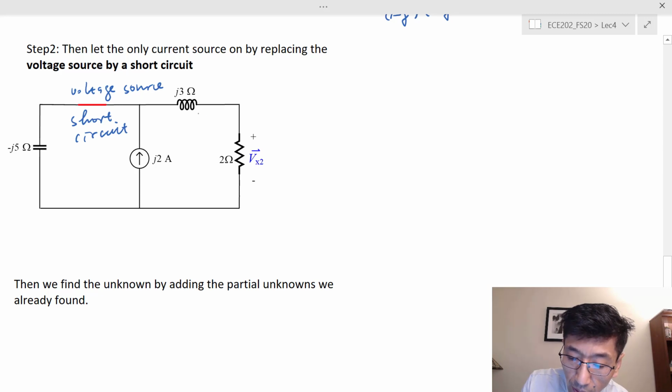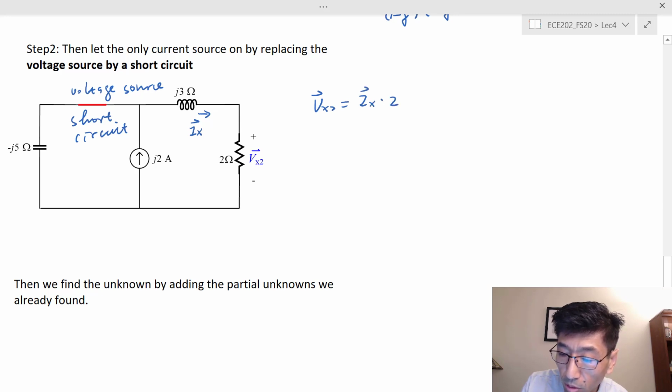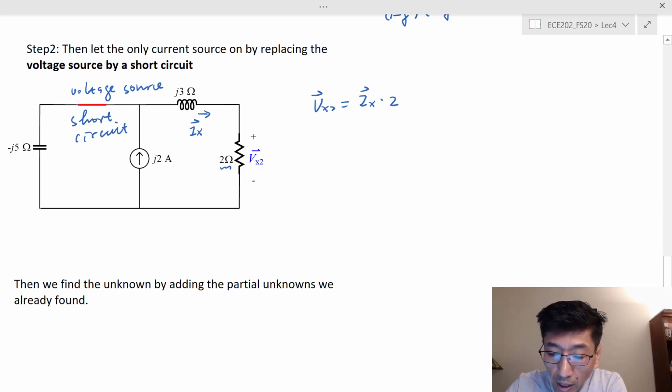The first way is I do the current division. So let's call this Ix. Let's say Vx2 would be equal to Ix times the 2 ohm, right? Times the 2 ohm resistance, because Ix and Vx2 form a passive sign convention, right? If they do not follow the passive sign convention, you need a negative sign in front of the whole thing, right? In front of Ix.